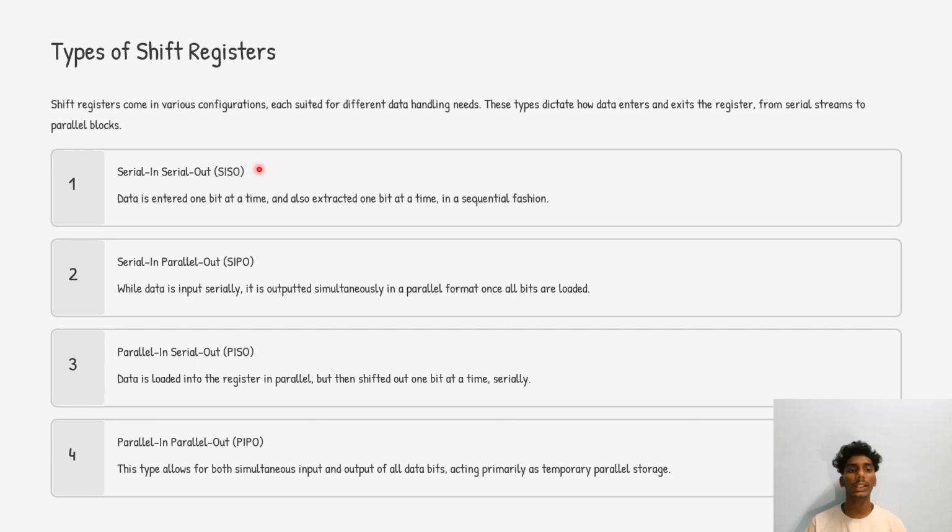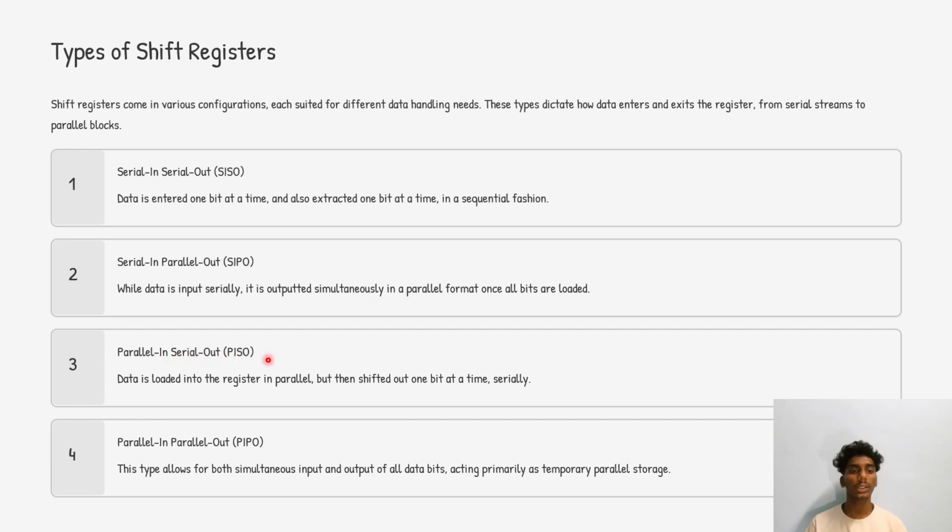It means the data will be entered into the flip-flops in a serial way, and it will become output in a serial way, one bit at a time, and also extracted one bit at a time in sequential form. Serial in, parallel out means data is entered in a serial way and output simultaneously in a parallel format once all bits are loaded. Parallel in, serial out.